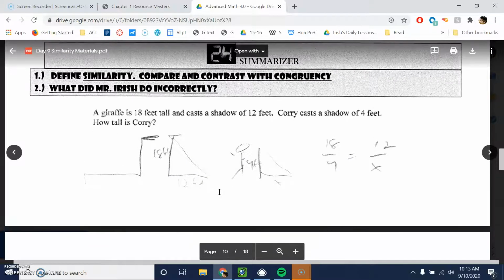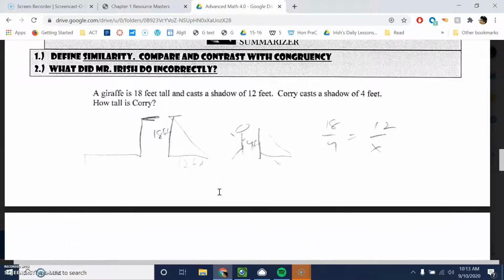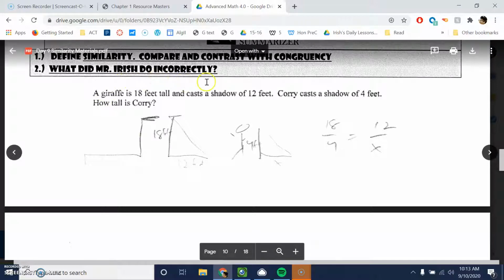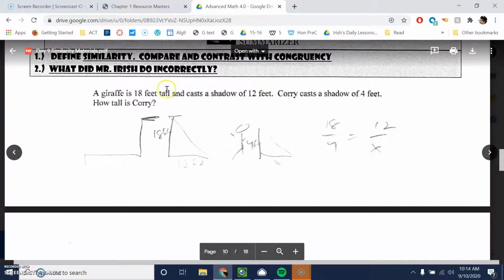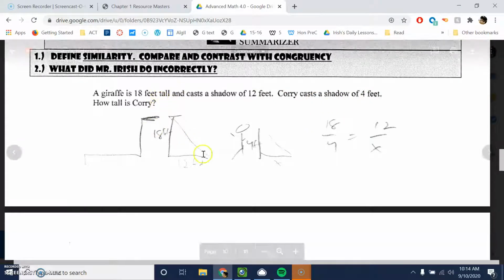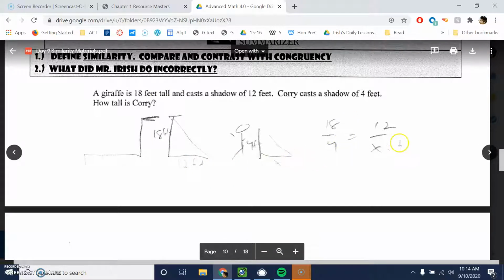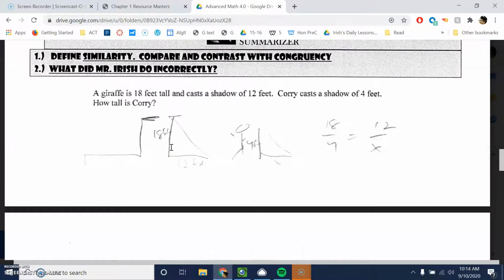All right, next one. This is what I want you to do. So take a look at this. What did Mr. Irish do incorrectly? And I want you to fix it. So here's the problem. A giraffe is 18 feet tall and casts a shadow of 12 feet. Corey casts a shadow of 4 feet. How tall is Corey? So here's my picture. Let's just say there's 12 feet down there. There's x. And here's my proportion. What did I do wrong? And how should I fix it? Ready, set, go.